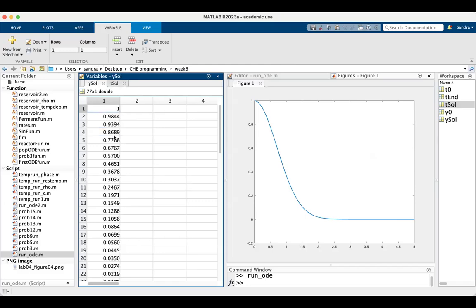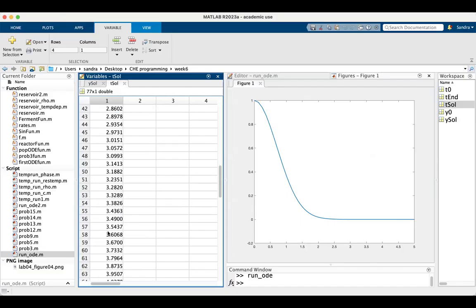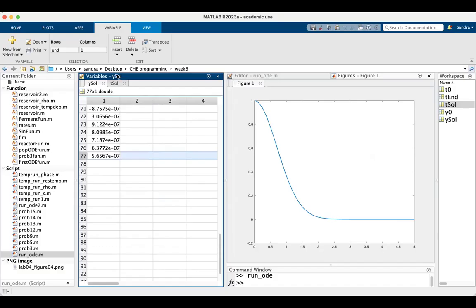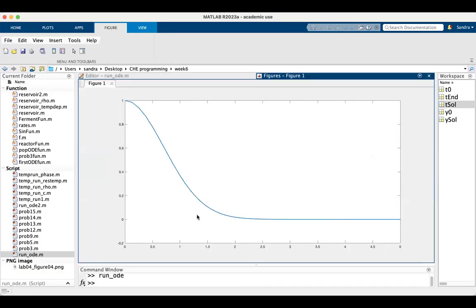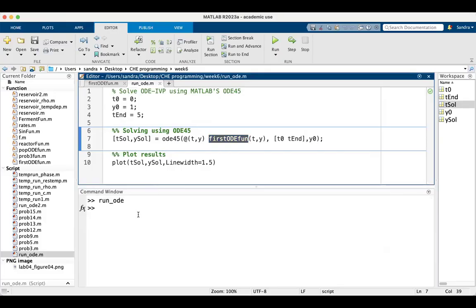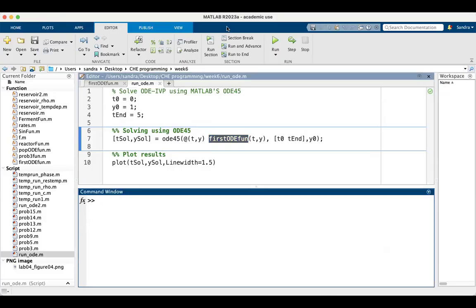And y sol will correspond to that. So this will be an array of different values corresponding to an array of different values. Both have 77 values here. Both of these are arrays, and this is how you plot it. You will have the time in the x-axis and the y value in the y-axis. And here you can confirm whether it starts from the right value: at t equal to 0, the y value is equal to 1. I hope this is clear. Let me just clear it. Now going back to the slides.